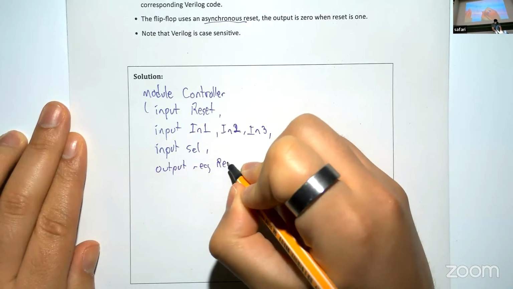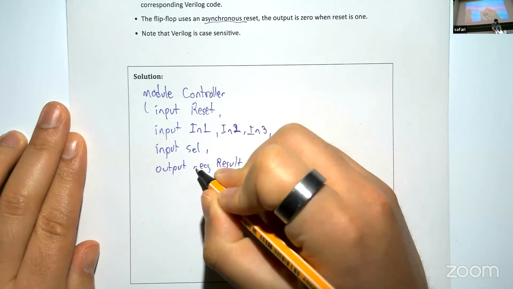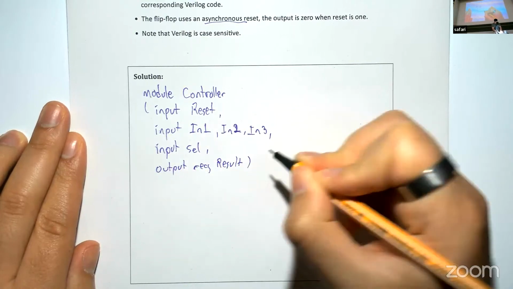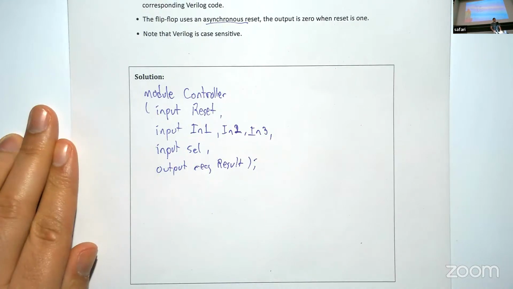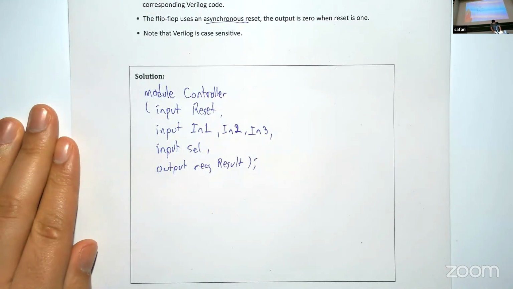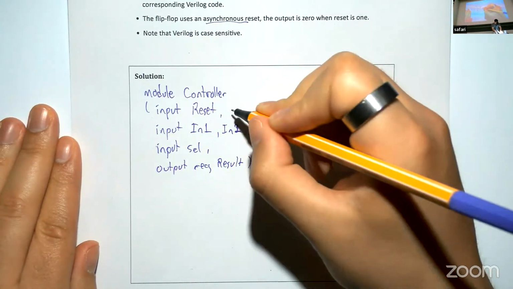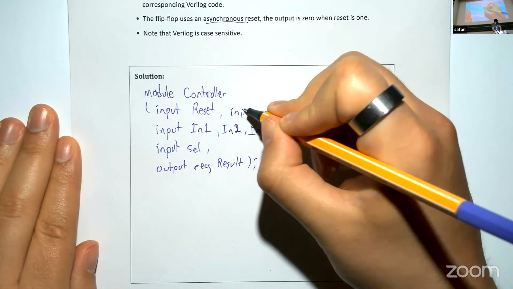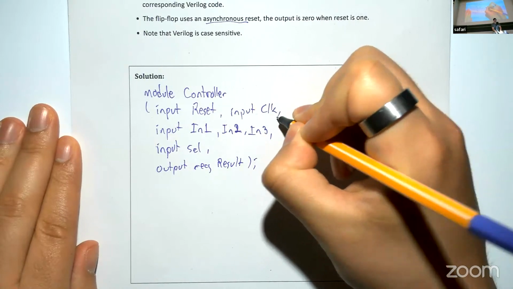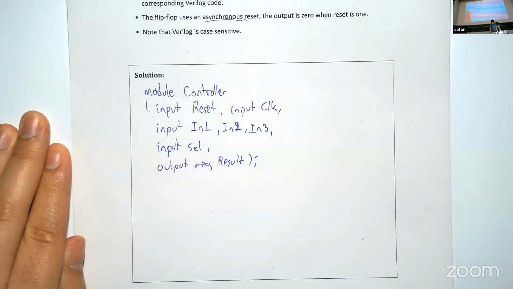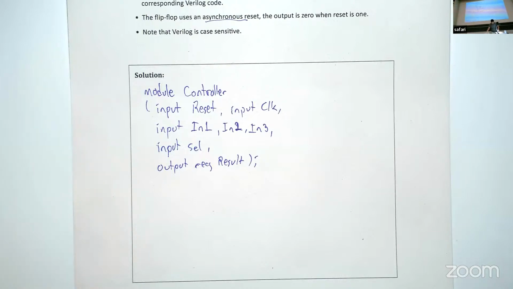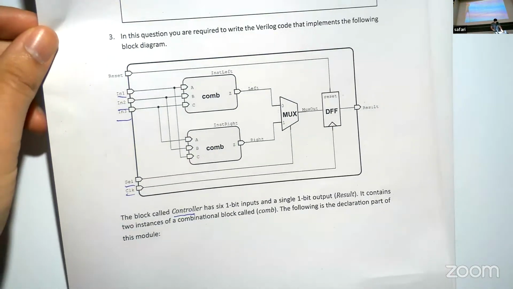You don't have to do this. There are multiple solutions. Yes, I forgot the clock signal. So we'll add it somewhere here. You're allowed to do this in the exam. So we have the inputs and the outputs.